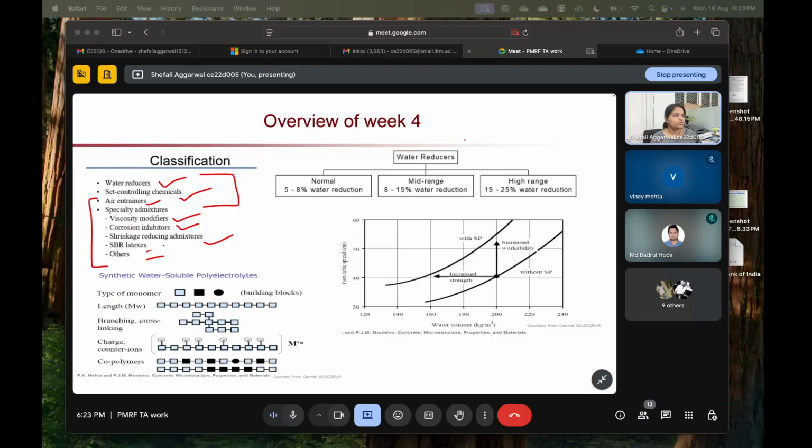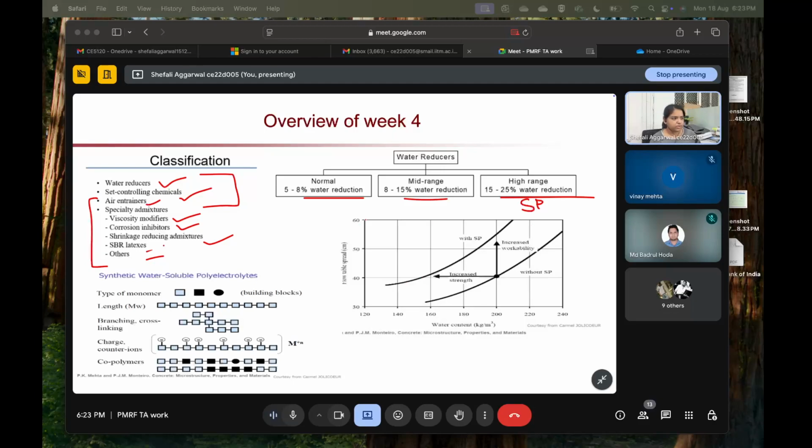If we talk about water reducers, we have three types: normal, mid-range and high range. It depends on how much water reduction is happening in these three types of reducers. Superplasticizers, I think everyone is familiar with them, come under the high range water reducers. So what is happening? This is a curve without a superplasticizer, and this is the curve with superplasticizer.